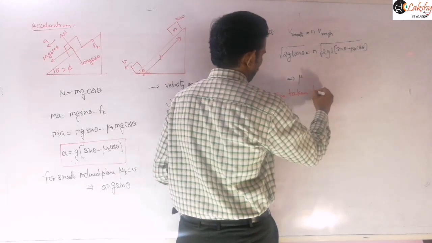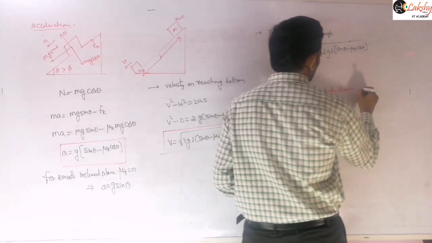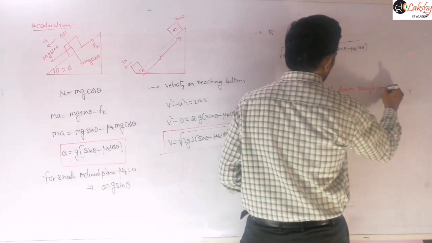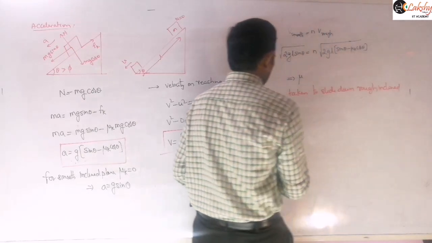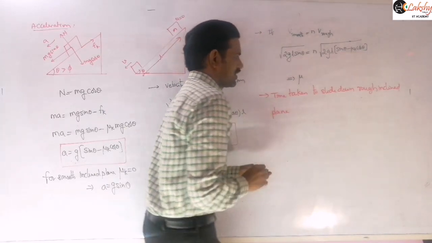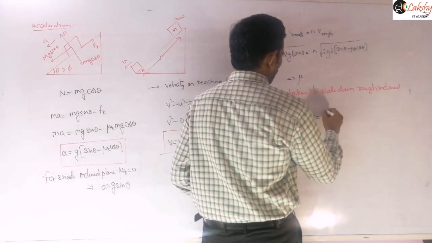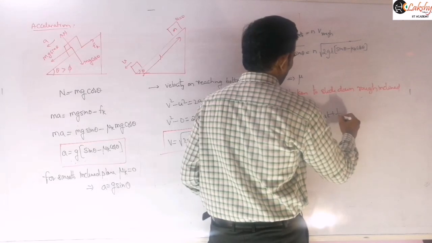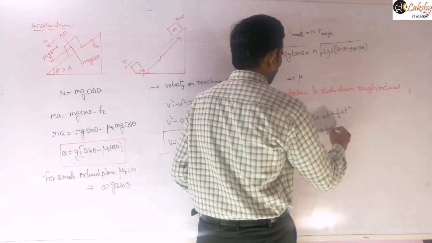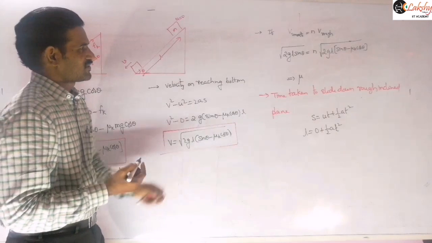The next point: time taken to slide down the rough inclined plane. For this value you can simply use our equation S is equal to ut plus half a t square. Therefore, L is equal to 0 plus half a t square, because the initial velocity is 0, as the body is released from rest here.